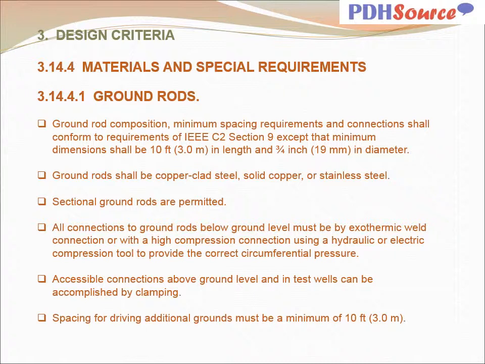All connections to ground rods below ground level shall be by exothermic weld connection or with a high compression connection using a hydraulic or electric compression tool to provide the correct circumferential pressure. Accessible connections above ground level and in test wells can be accomplished by clamping. Spacing for driving additional grounds must be a minimum of 10 feet.